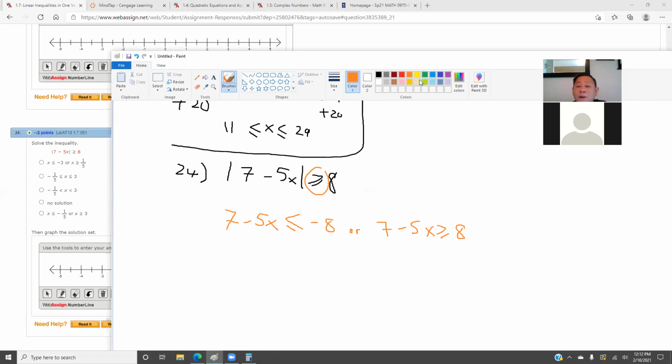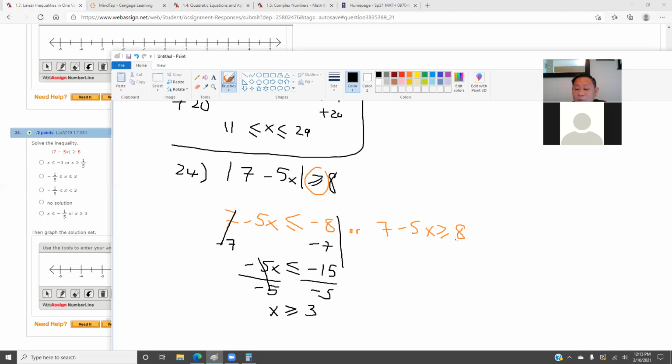Solve for x. You know how to solve for x on this one? Subtract 7 from both sides. So negative 5x is less than or equal to negative 15. And then what happens next? Divide by -5 on both sides. And what happens when you divide by a negative number? The sign switches around. So x is greater than or equal to 3. Make sure you switch your inequality sign.